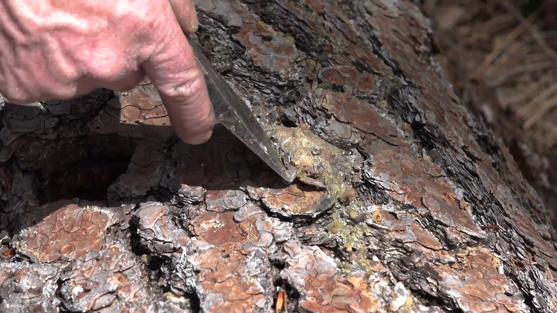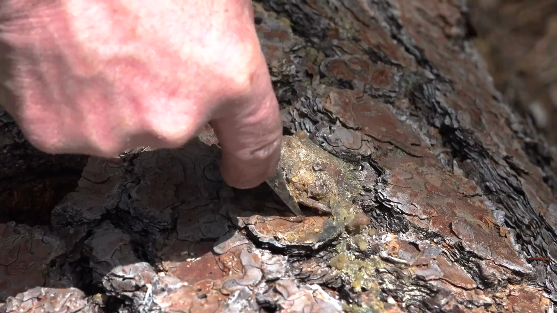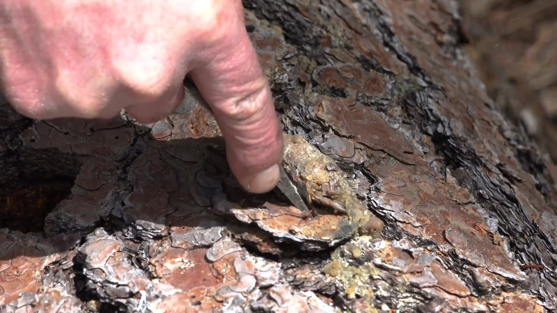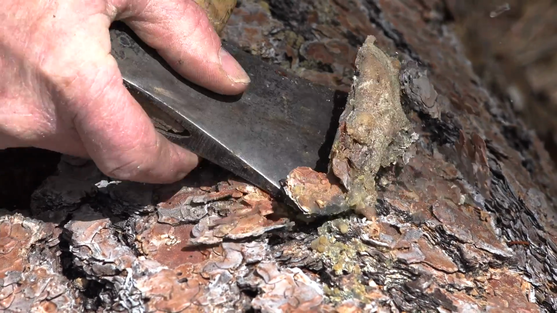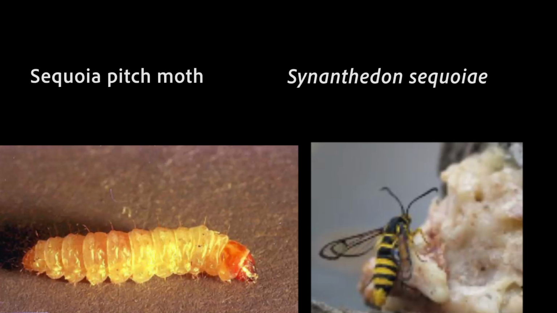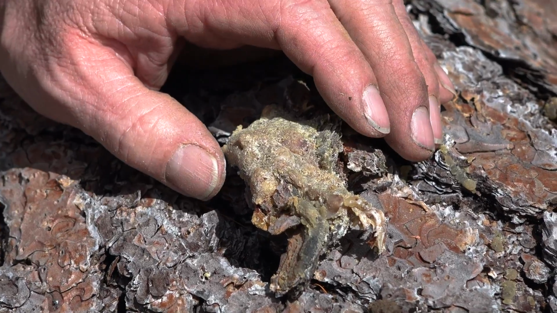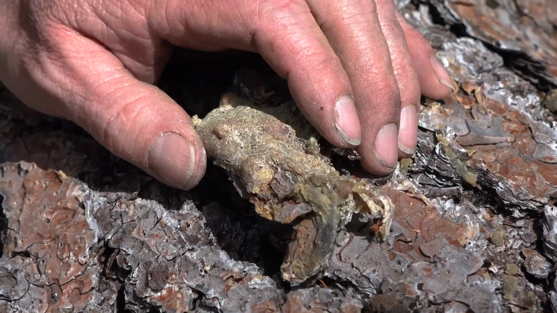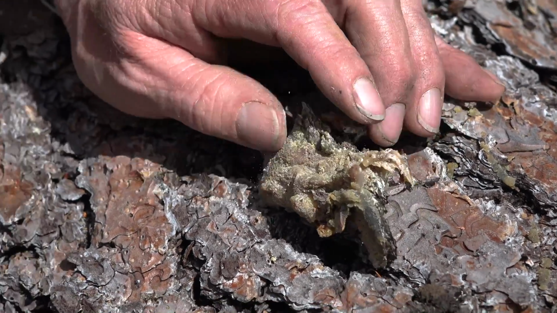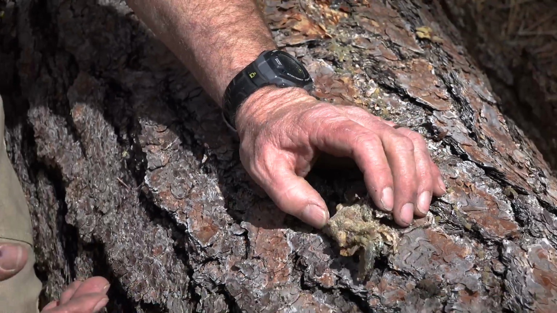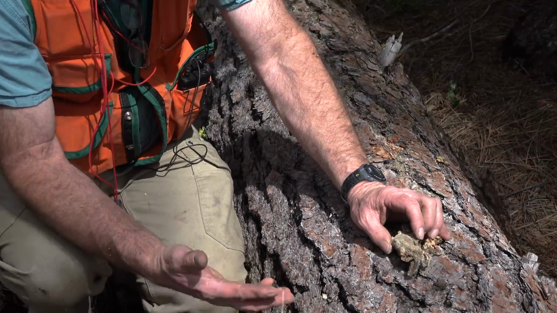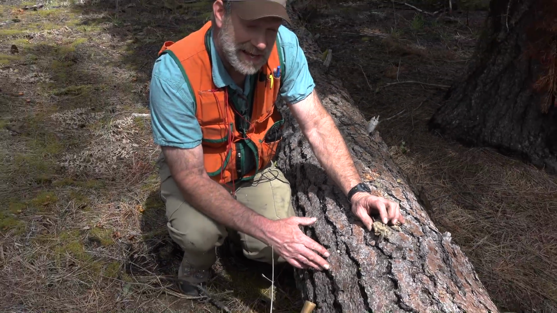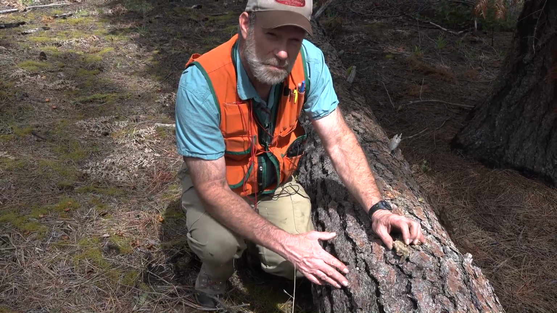And this is from a species that we have not yet covered in class, but it is on your required species list. And that species is the Sequoia pitch moth. And the Sequoia pitch moth is a clear-winged moth. And what that means is it has translucent, see-through wings, much like a wasp. And in fact, the Sequoia pitch moth is a yellow jacket or hornet mimic.